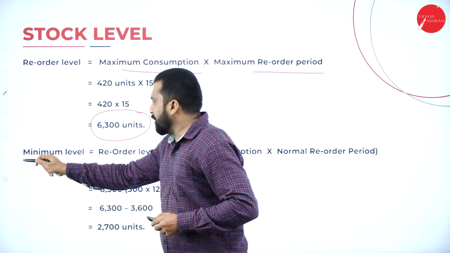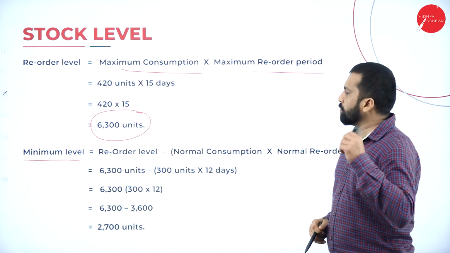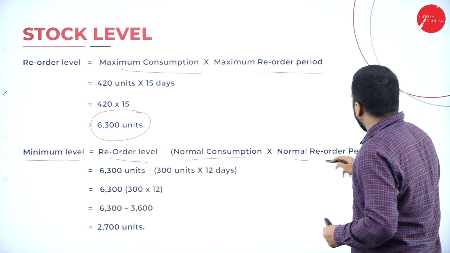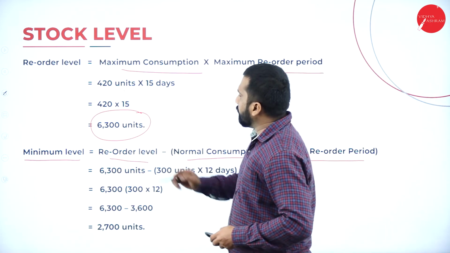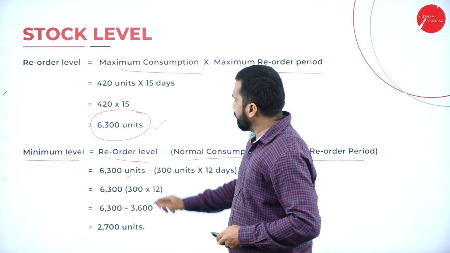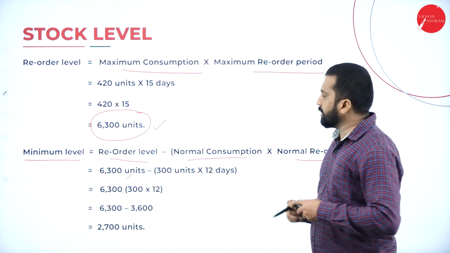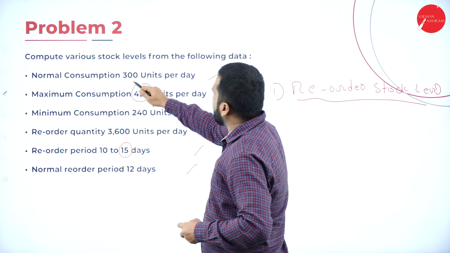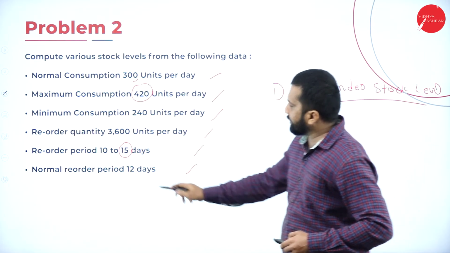Similarly, we'll go for minimum stock level. What is the formula? Reorder level minus normal consumption into normal reorder period. Now, reorder level is how much? This answer. Normal consumption is how much? 300. Where do you get this? I'll show you. Normal consumption, yeah, 300. And normal reorder period, it is given.